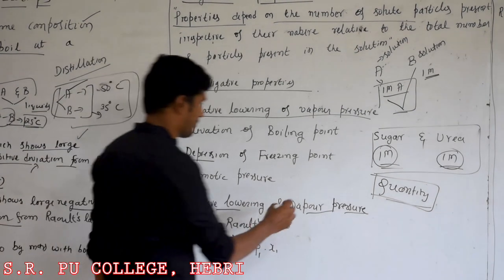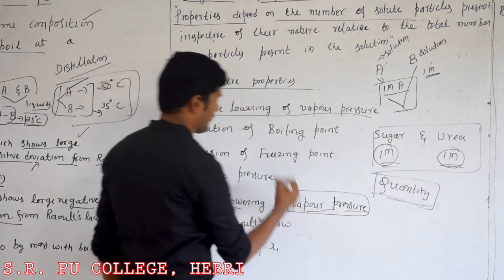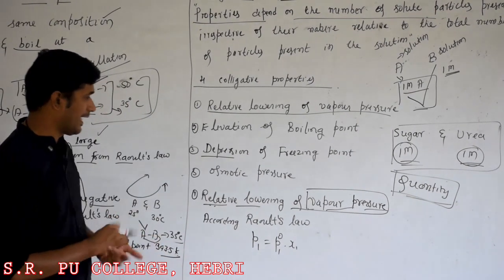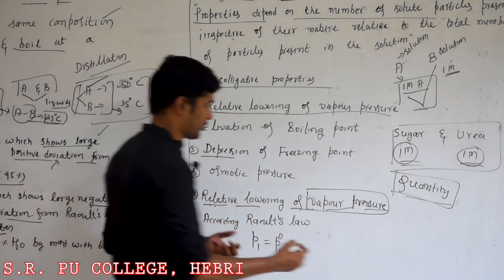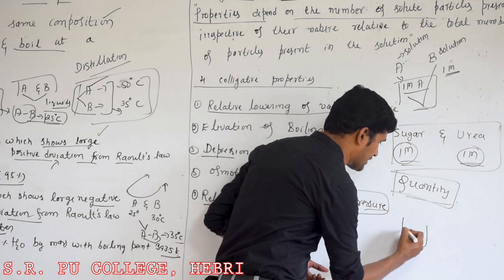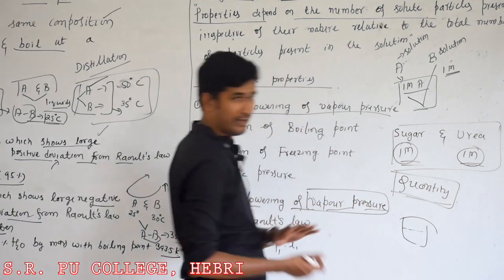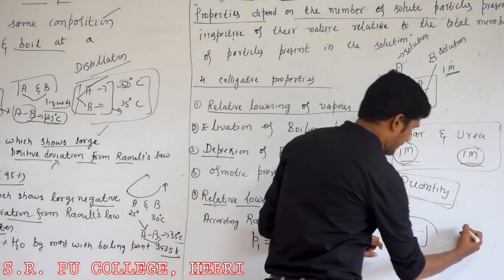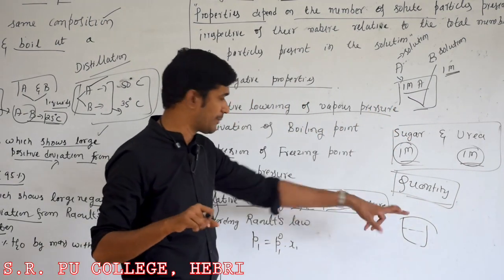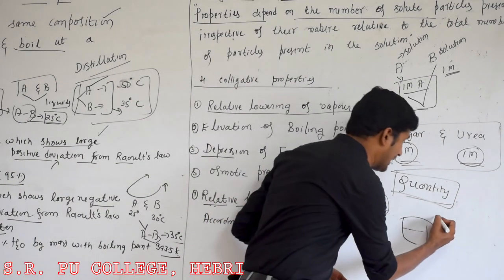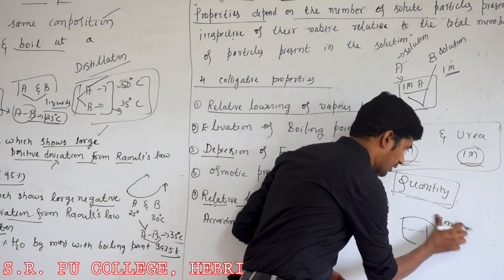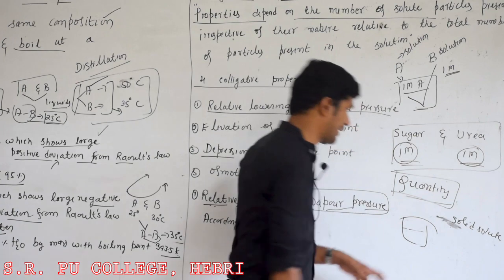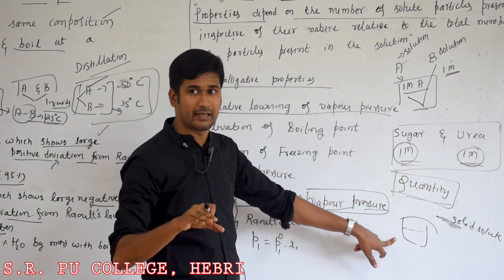So you heard about vapor pressure. What is vapor pressure? You know that: the pressure exerted by the vapor of a liquid above the surface of that liquid. And you also heard that when a solid solute is added to a solvent or a liquid, its vapor pressure decreases. The vapor pressure of the solution is less than the vapor pressure of the solvent. If you add any non-volatile solute or solid solute into any solvent, then its vapor pressure decreases.